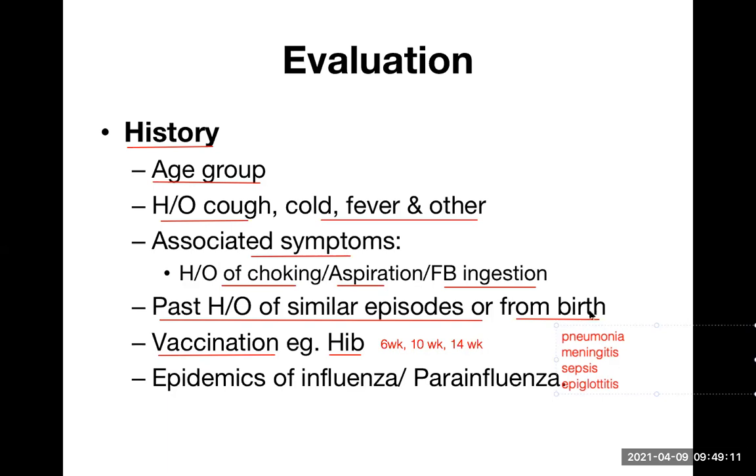Croup syndrome is mainly caused by viruses like parainfluenza and other viruses, whereas epiglottitis, another important cause of stridor, is caused by Haemophilus influenzae type B. So remember, these are the important infections. Very favorite questions of the examiner, any examiner, they want to ask you this question. Ask about epidemics of influenza or parainfluenza in that region. Who knows? There may be a sudden outbreak of viral infection, influenza or parainfluenza, which are associated with croup syndrome.